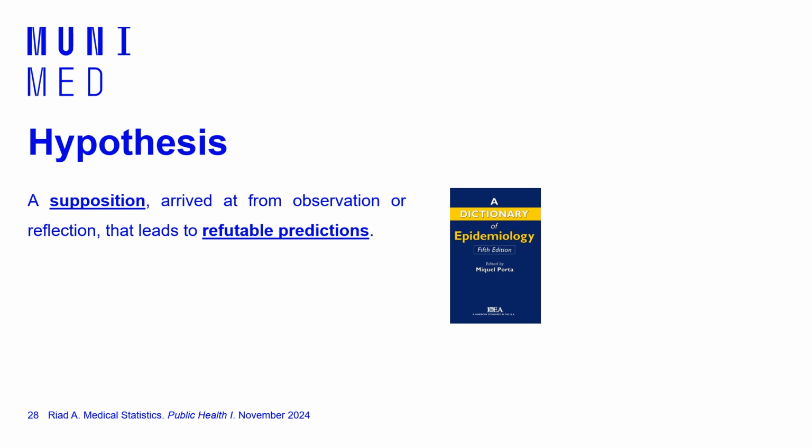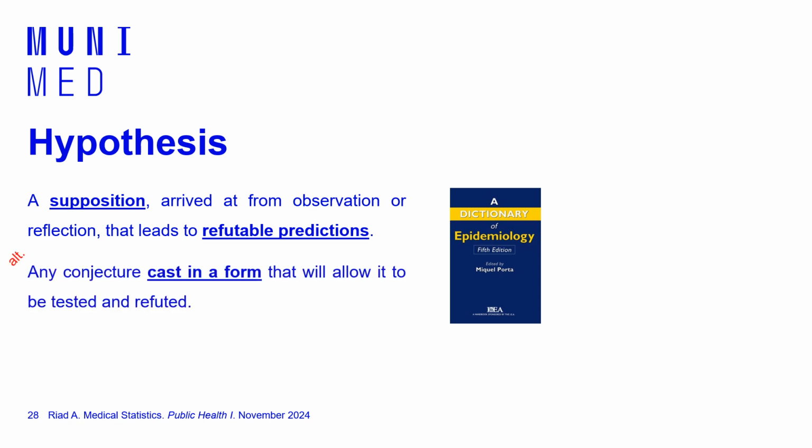Hypothesis, simply according to the dictionary, is a supposition or assumption that is arrived at from observation or reflection that leads to refutable predictions. So this is a suggestion that can be either accepted or rejected. These are the two possibilities of any suggestion. Either you accept it or reject it.